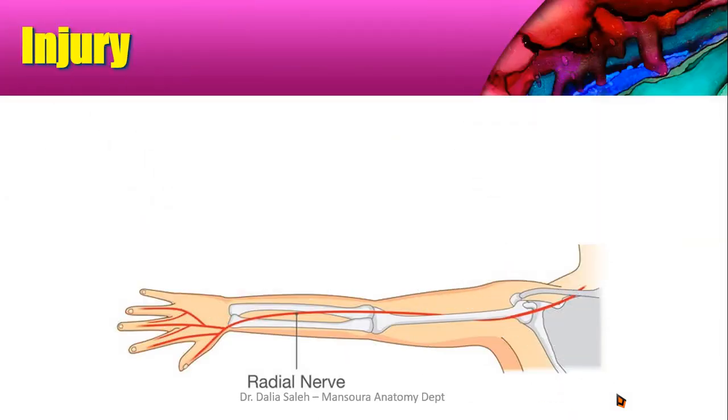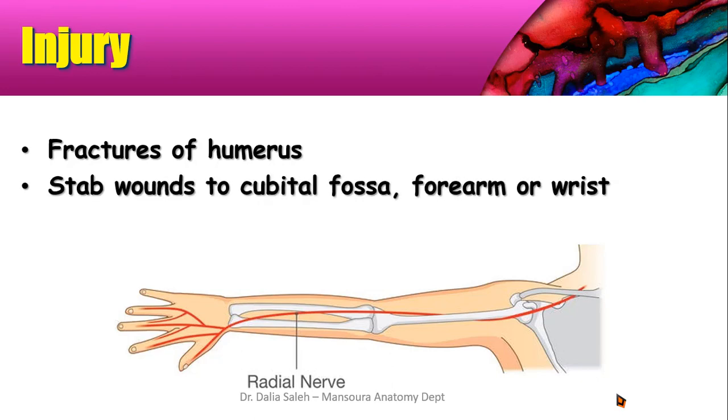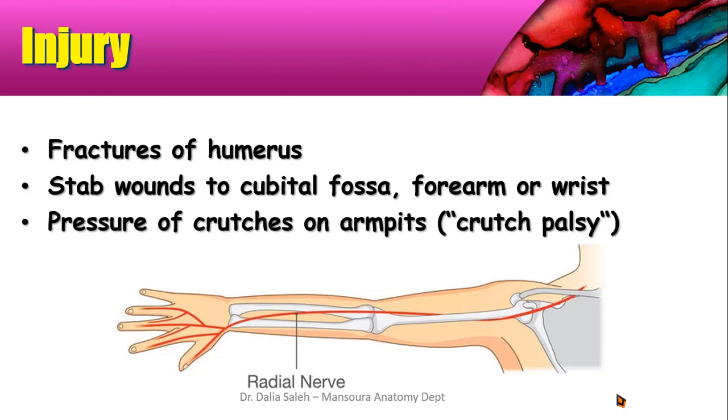The injury of the radial nerve could be due to fracture of the humerus, since it passes in the spiral groove. Also, if there is direct stab wounds to the cubital fossa at the forearm or at the wrist, and also it could be compressed by crutches on the armpits. We call it crutch palsy.